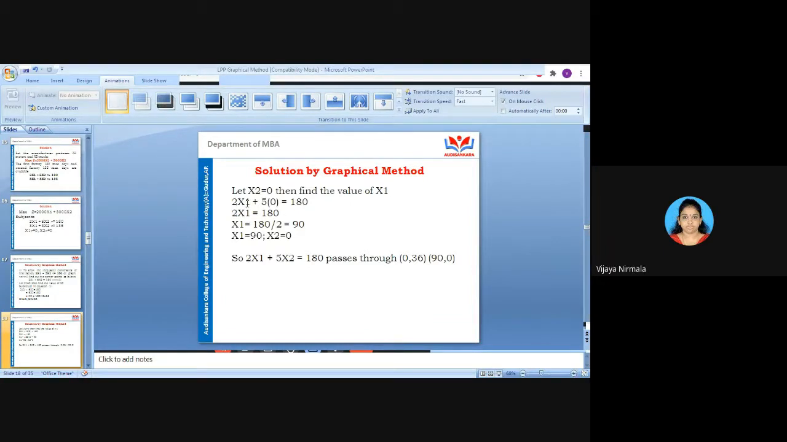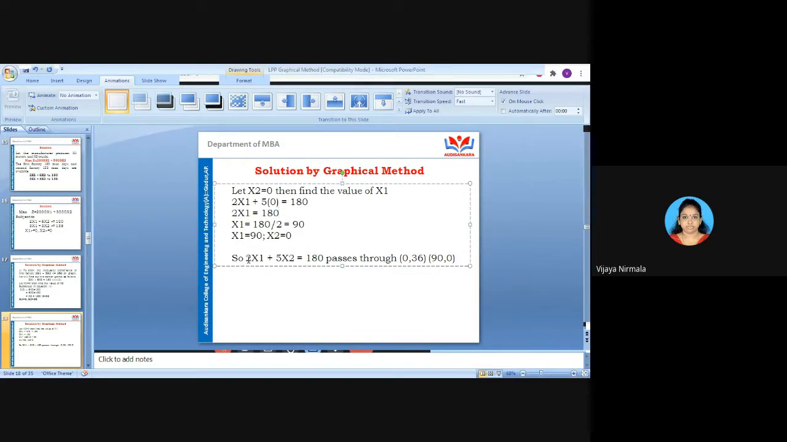So 2x1 plus 5 into 0 is equal to 180. We assumed x2 is 0, so you have to substitute that in equation 1. 5 into 0 is 0, so 2x1 is equal to 180. x1 is equal to 180 by 2, that is equal to 90. So x1 is 90 when x2 is equal to 0.